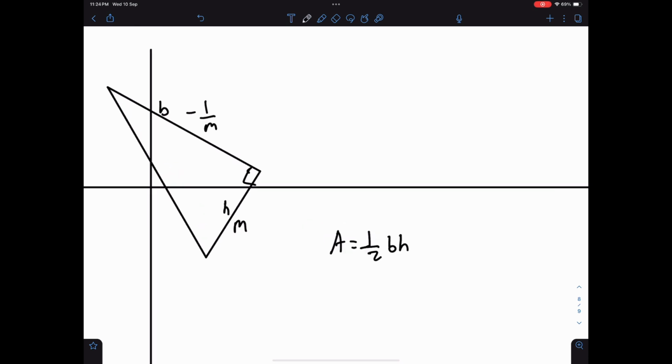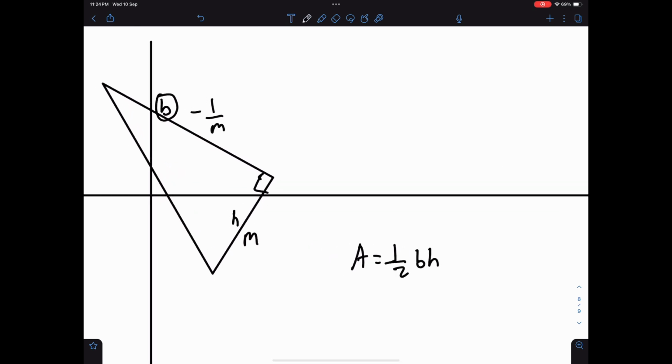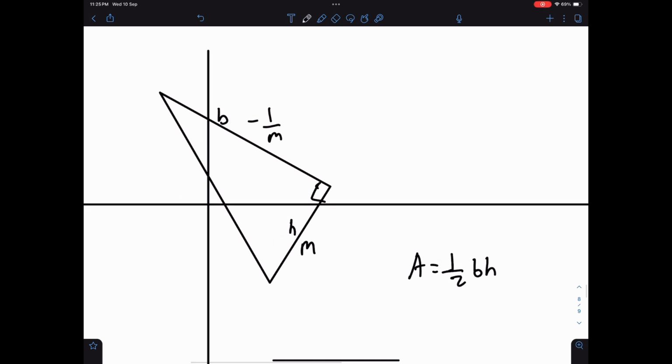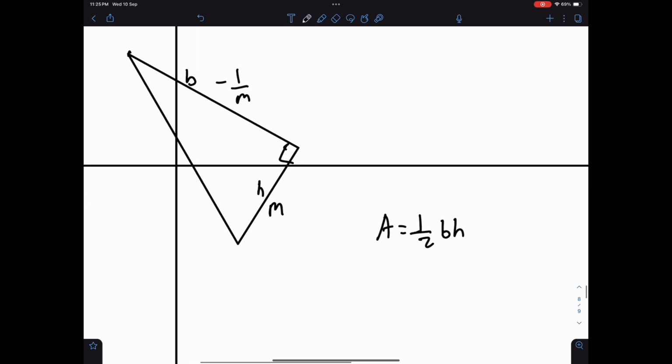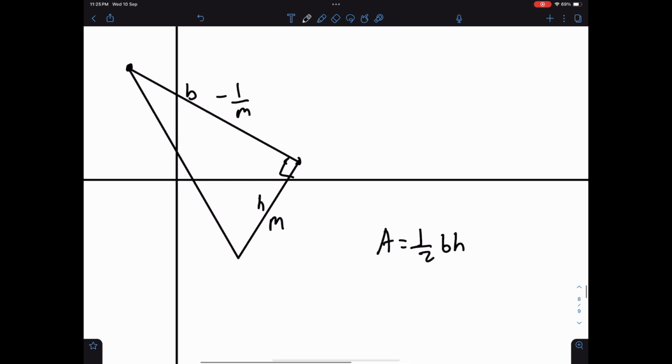And remember, this b will be the square root of y2 minus y1 squared plus x2 minus x1 squared, between these 2 points, and then it's the same thing between these 2 points for h.